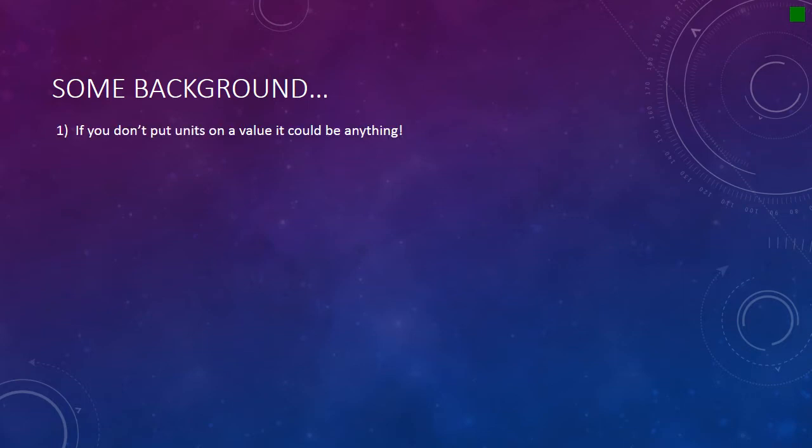And the first piece is that if you don't put units on a value, it could be anything. So if you write 32, you have to put 32 what? It can't just be a number hanging out there by itself. You have to relate it to the physical world because science is about describing the physical world. So let's say you put 32 days. Well, what if the person wants their answer in hours or something like that? You have to convert units.